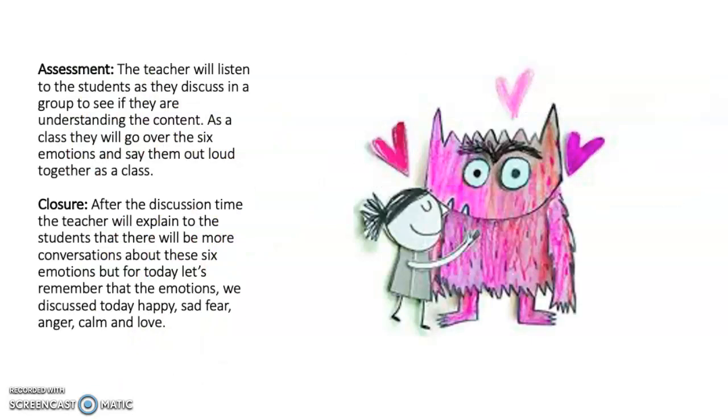For assessment, the teacher can use the discussion time to gauge and assess if the students are understanding the content and the concepts from this little story. And as a class, they'll go over the 6 emotions and say them out loud together and get used to those words and using that vocabulary.